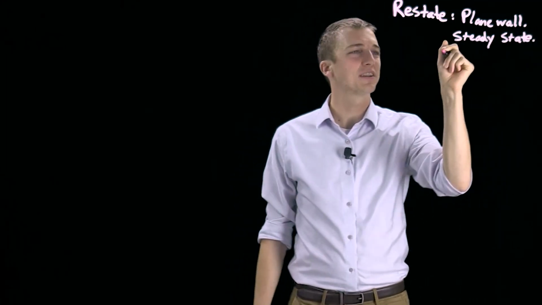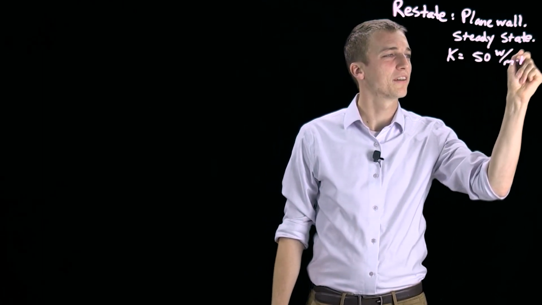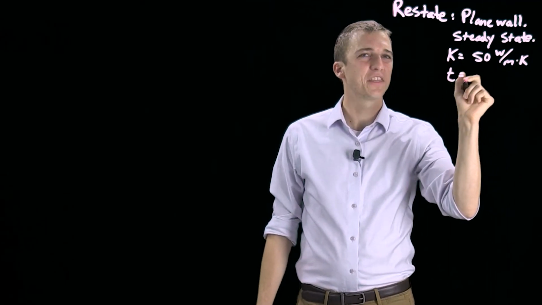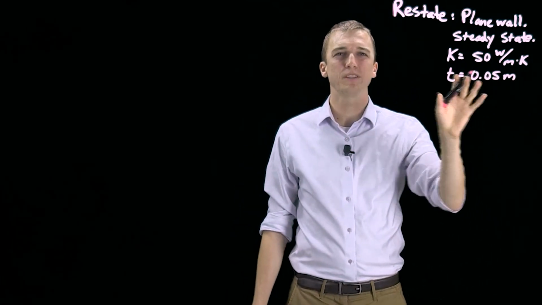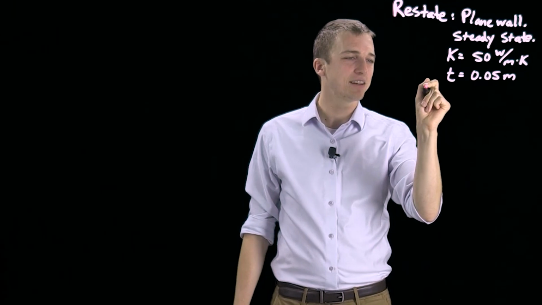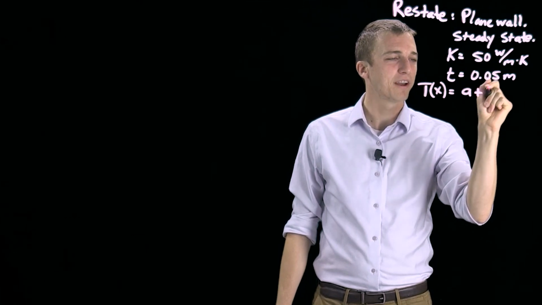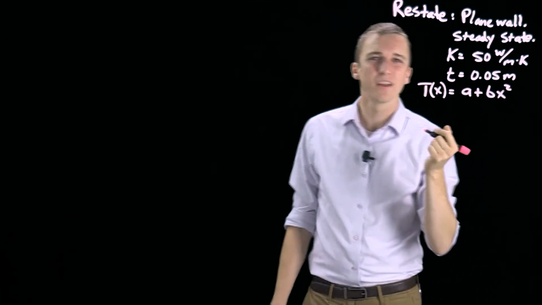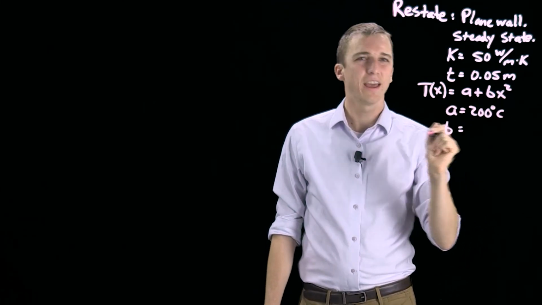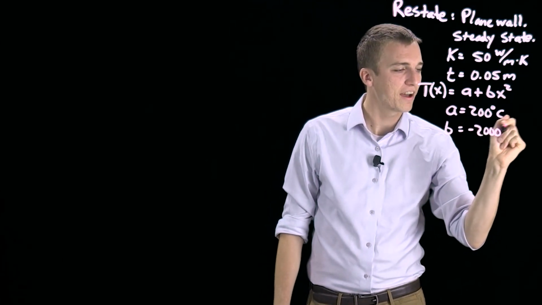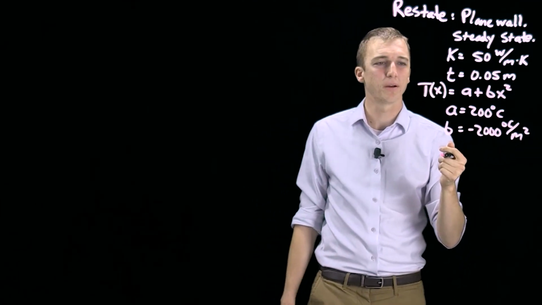That wall has a thermal conductivity, which we write as K, of 50 watts per meter Kelvin. And it has a thickness of 50 millimeters, which I always work in meters, so we're just going to write 0.05 meters. Now, they tell us the temperature distribution inside of that wall, which we write like this, A plus Bx squared, where A is 200 degrees Celsius and B is negative 2,000 degrees Celsius per meter squared. And those units will make more sense as we work the problem.